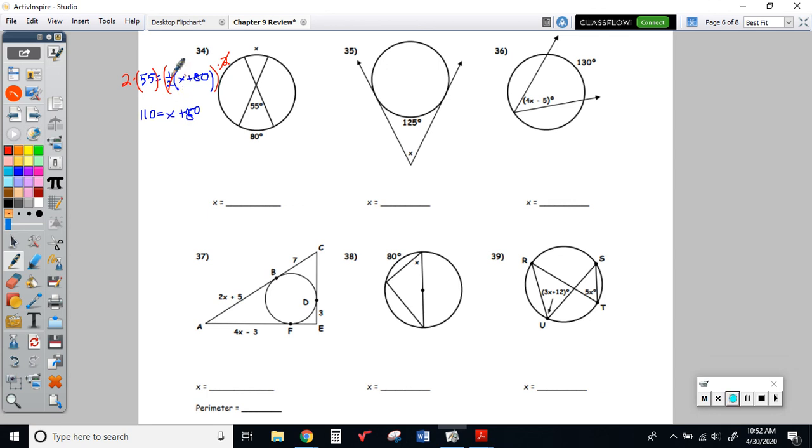I'm saying that rather than distribute the 1/2. I think you totally could do it that way, but it would just take longer, be some unnecessary work. We can subtract 80 from both sides then and get 30 is equal to x.